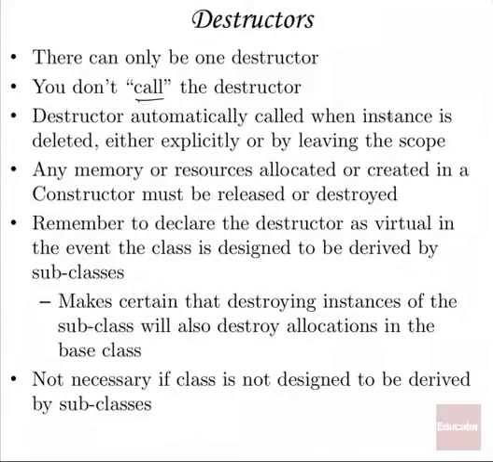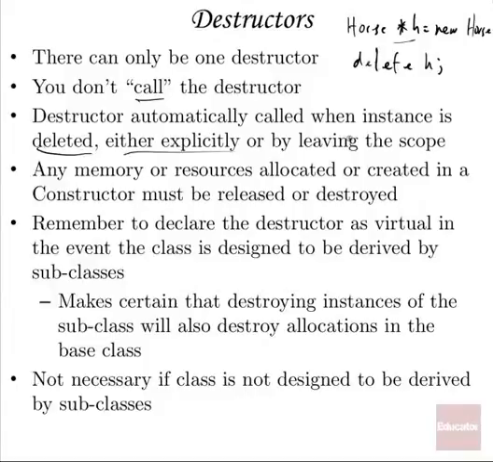Now the destructor can be called when the instance is deleted. So somewhere you can have Horse, and it has to be a pointer. We'll make it a new Horse. So you'll allocate memory to a new Horse and pass a pointer to it to H, and you use it however you're going to use it. When you don't need it anymore, you say, let's go ahead and write that out, delete H. Now the Horse's destructor will be called. All the memory that was allocated should be given back to the system. That happens either explicitly or by leaving the scope.